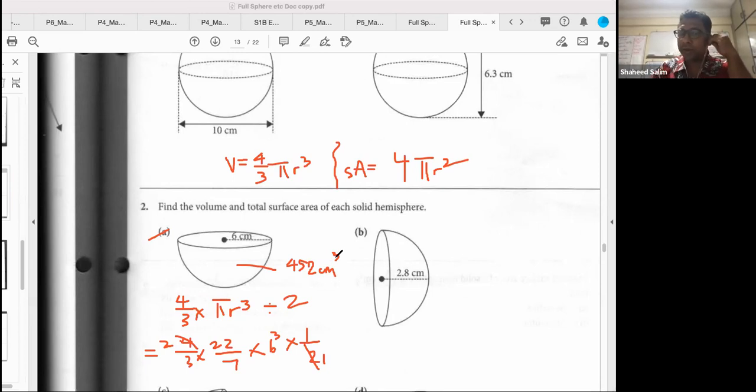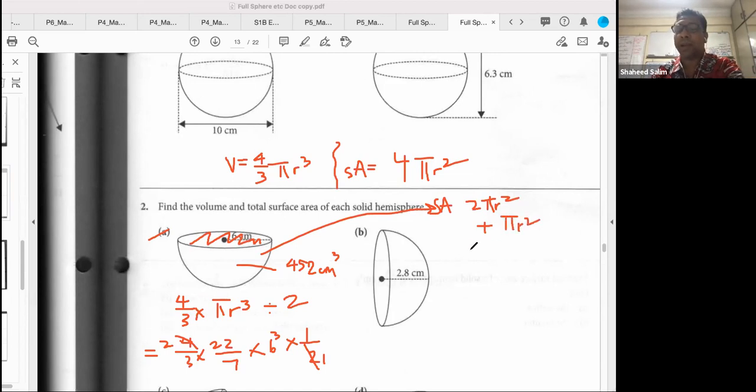Okay, then surface area, how? Surface area, remember what's the formula for the whole sphere? 4 pi r squared, but you want only half. You divide this by 2. What's the surface area of the curved surface? Curved surface here is 2 pi r squared. Why 2? Because you want only half. The whole thing is 4, 4 divided by 2 is 2. Then after that you must do what? You must add pi r squared. This is one circle here. Correct? Right? So how many pi r squared are there? 3.